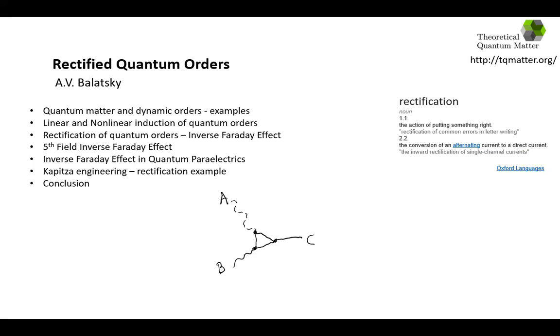And so I will do a little bit of introduction about what I mean by induction of quantum order. An important player in this conversation will be the inverse Faraday effect, which I will introduce. And then I will proceed with showing examples of how we can use this idea of rectification for different quantum orders, different games we can play. Specifically, I mention something about the so-called fifth or axial Faraday effect, which is a prediction. And then we can talk about the sort of games you can play with this in quantum rectification.